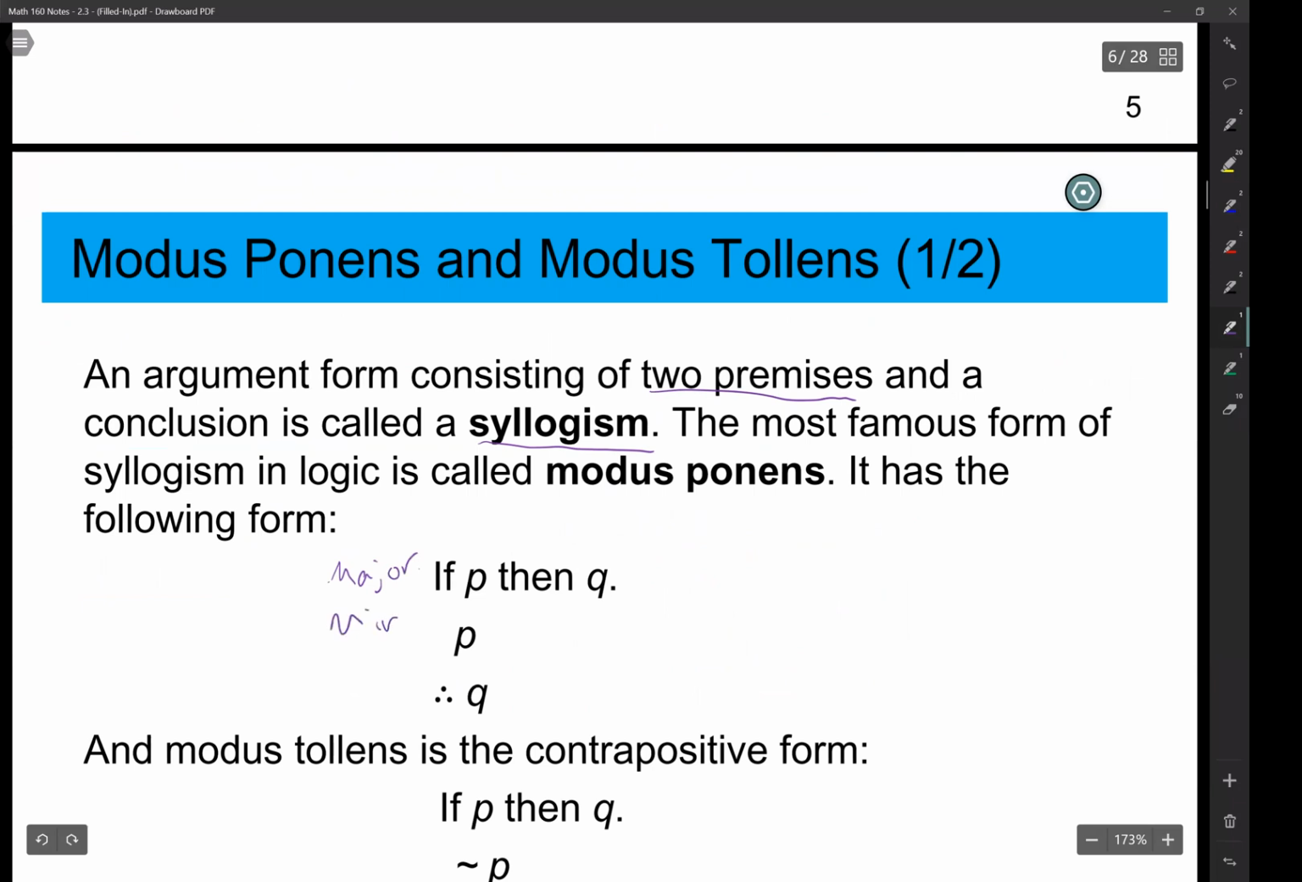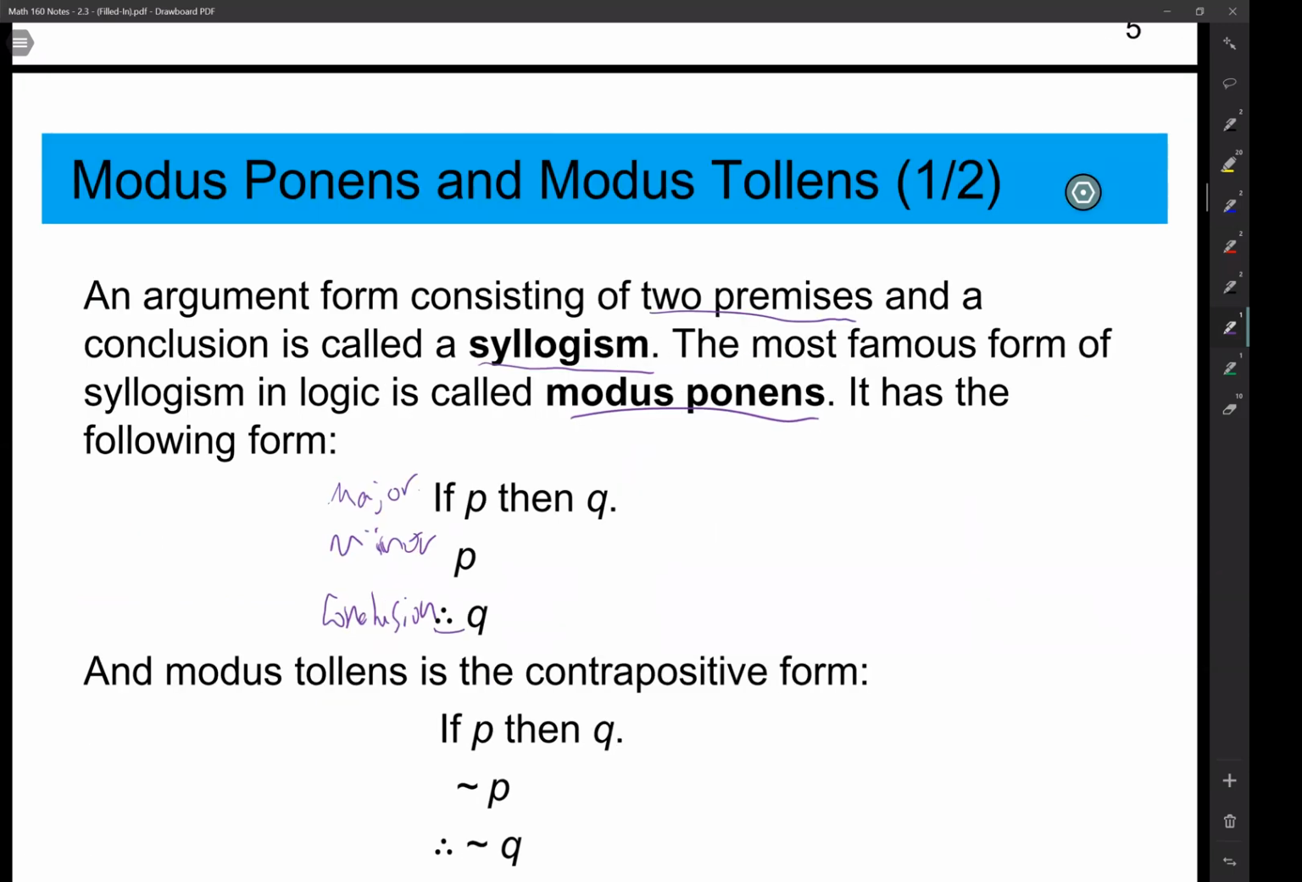This is the minor premise. This terminology is not that important. And then you have the conclusion. So modus ponens is the most famous one. And what it says is that if P then Q, I also have P, and then you can say, therefore, I have Q.